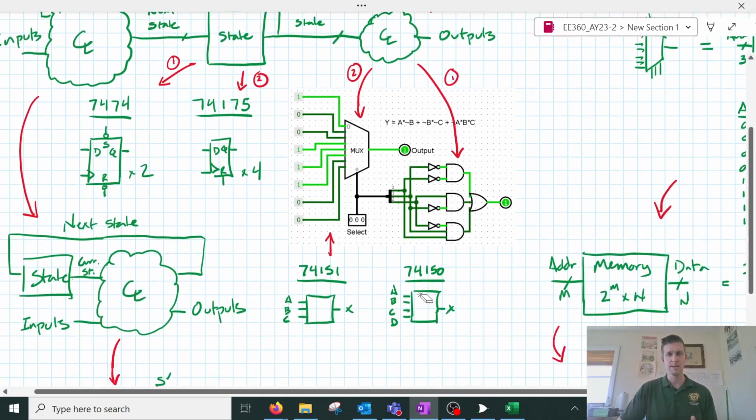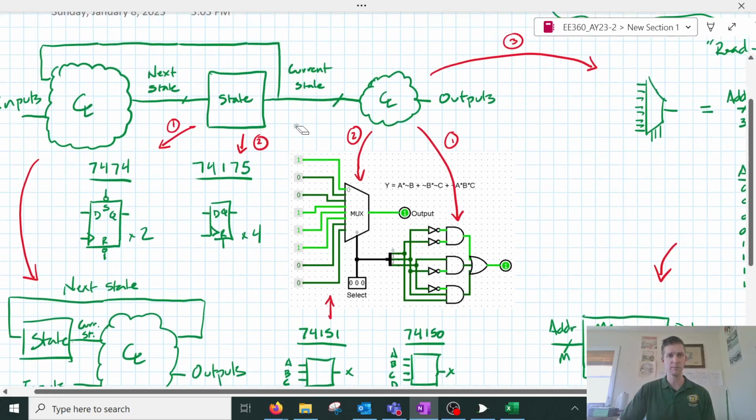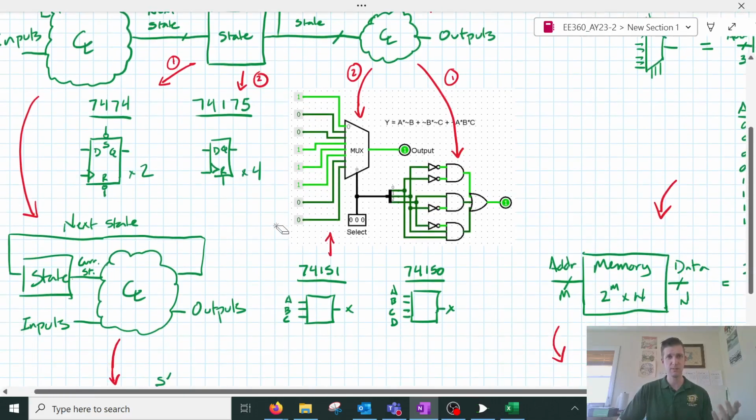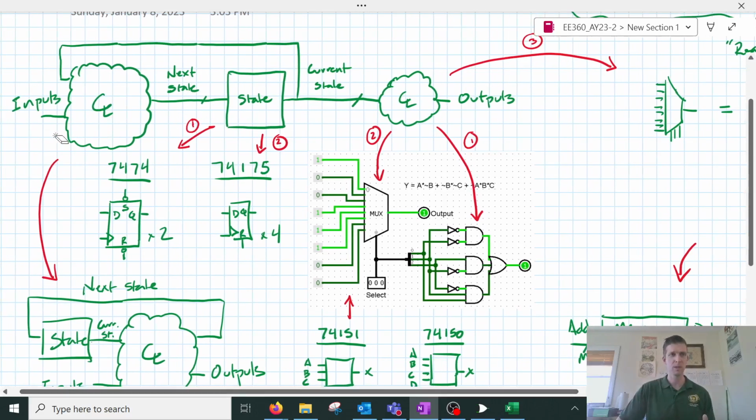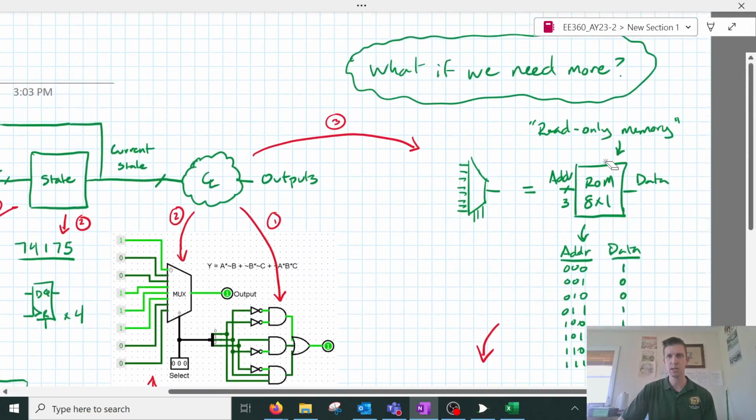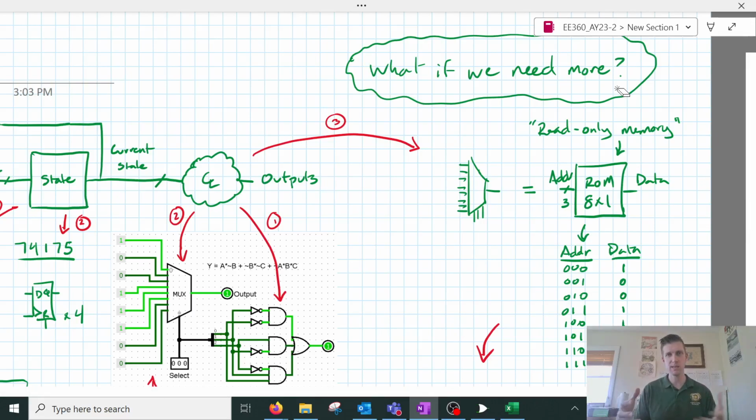For every one of my output bits, I need at least one of these. If my current state has more than 4 bits, 5 or 6 bits, then I'm kind of screwed. Over here, the combinational logic gets even tougher if I need to include my inputs. So ideally, we'd have a solution that's a little more powerful, and we're going to take a look at that now. What if we need more? We need to express larger Boolean expressions in logic.